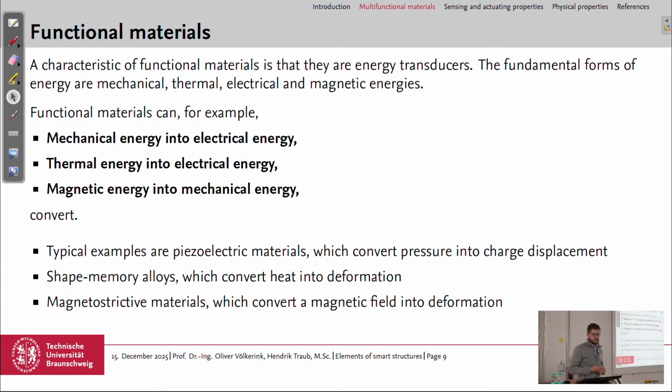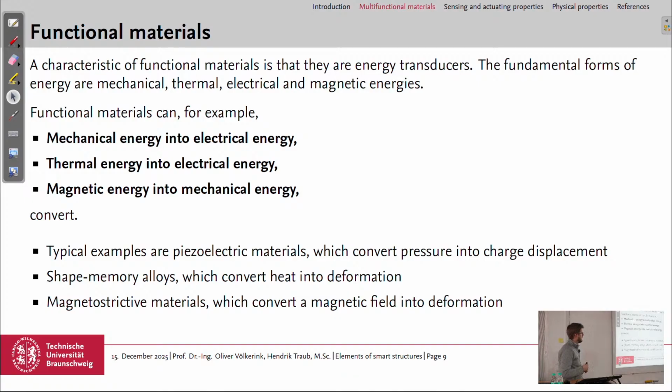Functional materials are in general energy transducers. So they transduce different energy forms into each other. And the fundamental forms of these energies are mechanical, thermal, electrical, and magnetic energies. And functional materials can, for example, be transducers which transform mechanical energy into electrical energy, thermal energy into electrical energy, or magnetic energy into mechanical energy. So they convert energy forms between each other.